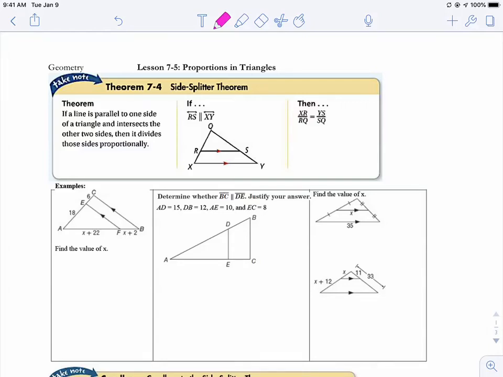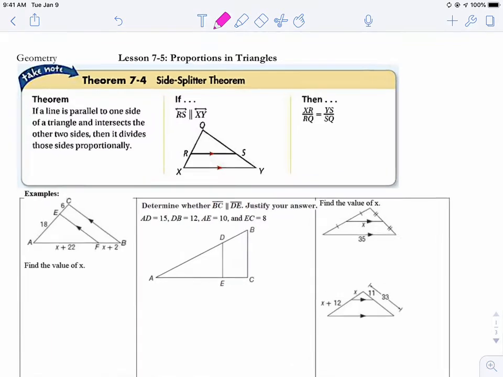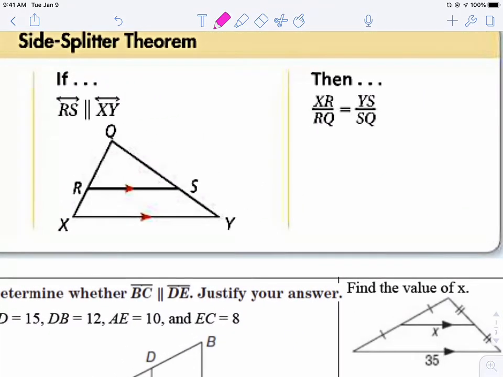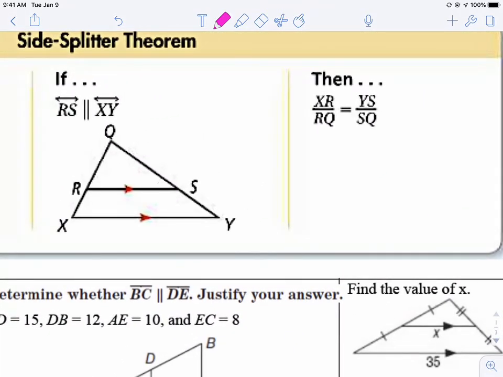This lesson is going to be about three theorems that have to do with proportions in triangles. The first one is called the side splitter theorem, and this one has to deal with when you have a triangle that has a parallel segment drawn to one of the sides of the triangle. So we talked about this before. I'm just going to put some letters on here to make this easier to see what's happening.